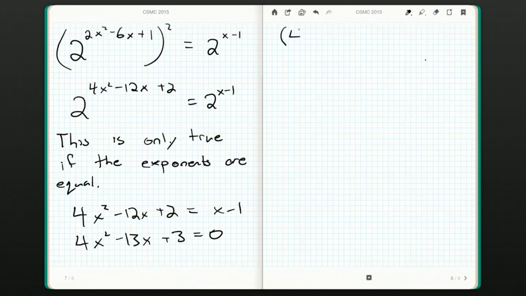So it's got to be 4, and the 4 is going to have to multiply with the 3. Otherwise, that's going to make 12, and then what's left over, you're going to have a 1. And it's minus 13 we're going for, so this should be a minus 3 and then a minus 1. Okay.